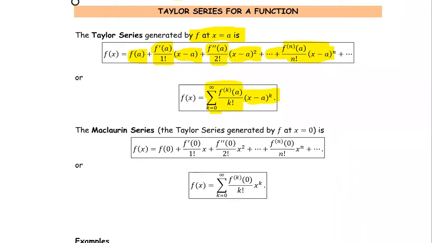The Maclaurin series is the Taylor series generated by the function f at x equals 0. It's f of x equals f at 0 plus f prime at 0 over 1 factorial times x plus f double prime at 0 over 2 factorial times x squared and so forth. Or we can see f of x as the power series: the summation of the kth derivative at 0 divided by k factorial multiplied by x to the power k from 0 to infinity. In summary, the Maclaurin series is the special case of the Taylor series where a equals 0.